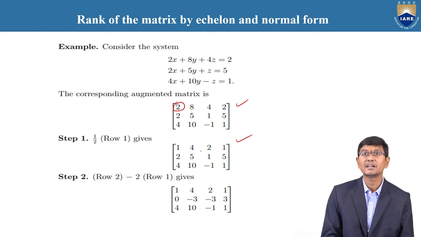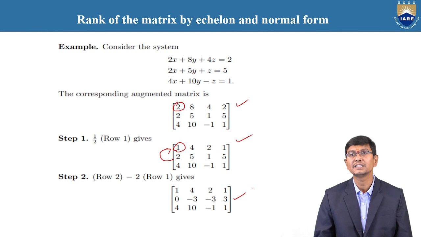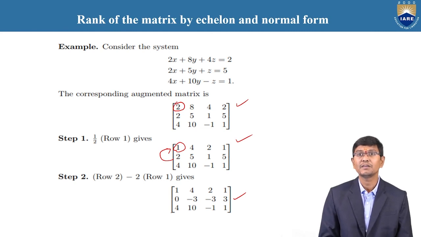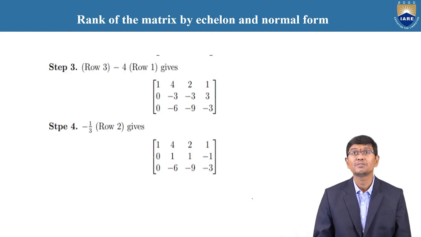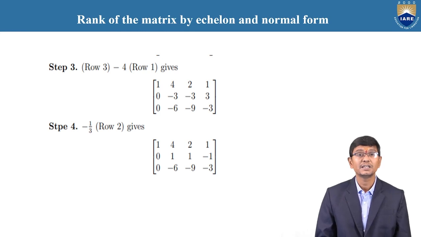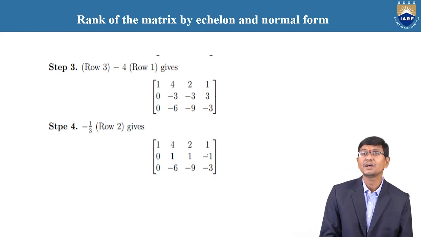Once again, using the first row, R2 is R2 minus 2 R1. Therefore, the second row changes to 0, minus 3, minus 3, 3, and the last row is 4, 10, minus 1, 1. After that, R3 becomes R3 minus 4 R1. Therefore, the matrix is reduced so that R3 is 0, minus 6, minus 9, minus 3. Now we need to reduce it to echelon form.